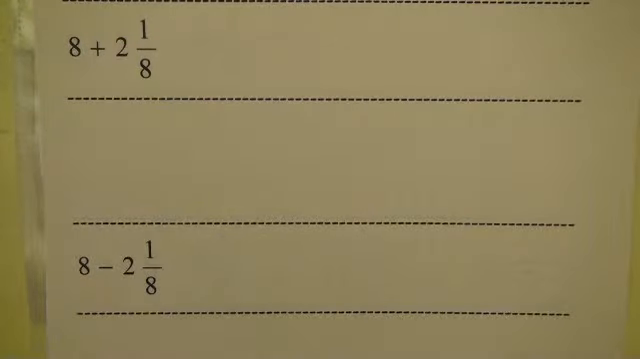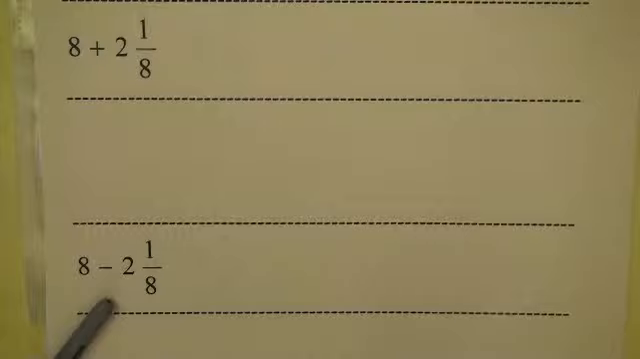Now we're going to end this video with a couple very, very basic addition and subtraction problems. If you have 8 plus 2 and 1/8, okay? Well, obviously the answer is definitely more than 10. Well, by how much? Well, by 1/8. So the answer is simply 10 and 1/8. Okay, 10 and 1/8. Now here you're going to have 8 minus 2 and 1/8.